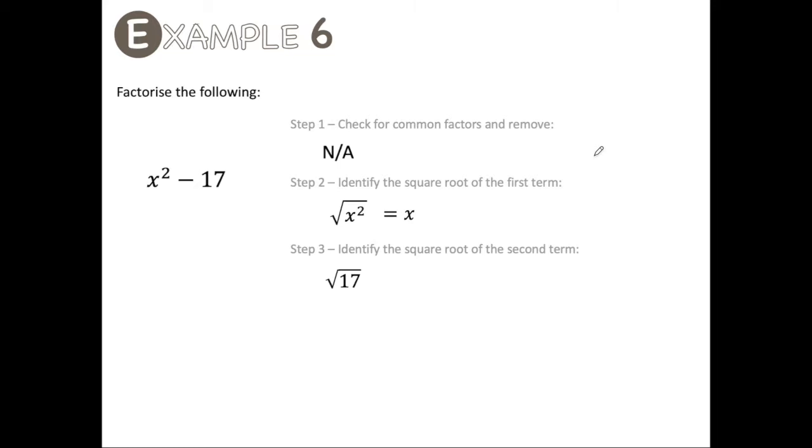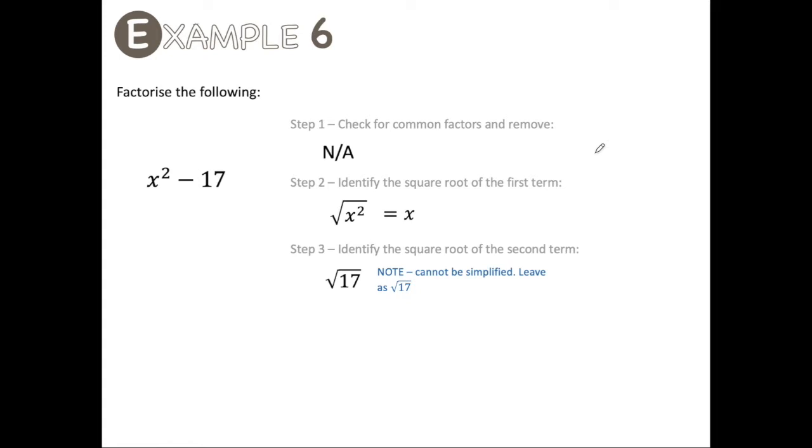Now, if you did the square root of 17 on your calculator, you'll get an answer of 4.1230156... Now, that is not a nice even number, and we don't want to use decimals when we're doing these factorizations. So because the square root of 17 cannot be simplified, we can just leave it as the square root of 17. So our two values that we've identified are x and the square root of 17.